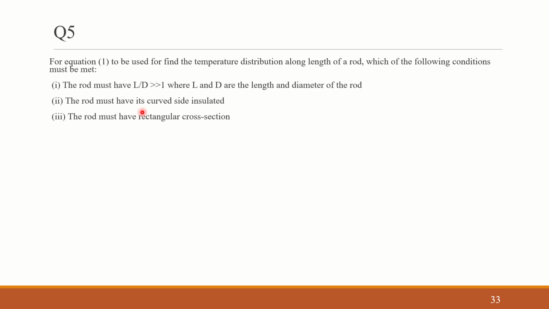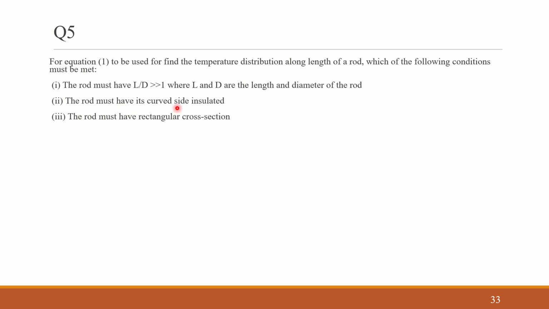So one condition is that we are finding the temperature distribution along the length of the rod, so it must be a one-dimensional rod. When would it be one-dimensional? When length is very much larger than the diameter, we can treat it as one-dimensional. So that is what is given in statement 1. The rod must have L by D ratio very much greater than 1, that is, length is very much greater than D, where L is the length of the rod and D is the diameter of the rod.